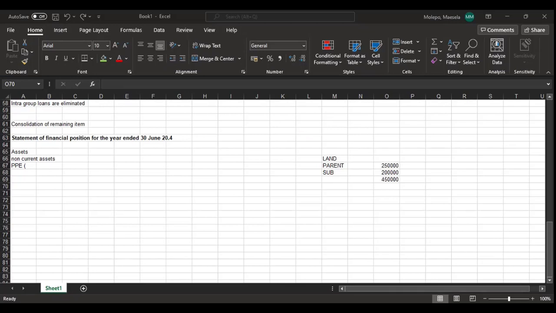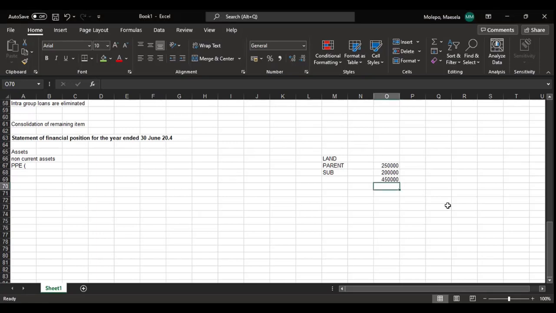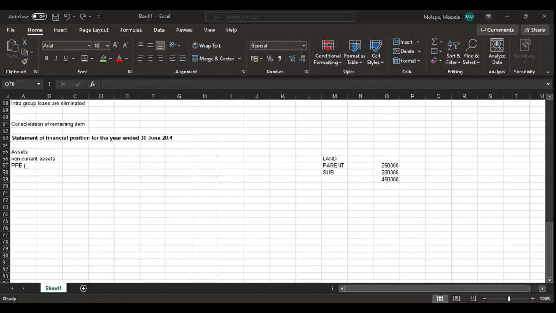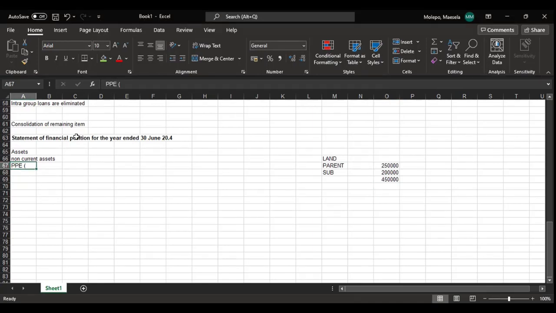Any question on the land part? Then we proceed. So the land is 450. Do we have any other non-current asset except the land? I don't see it. So it means our PPE will remain as 450. Then the loans are eliminated. Then we can go to the current assets.